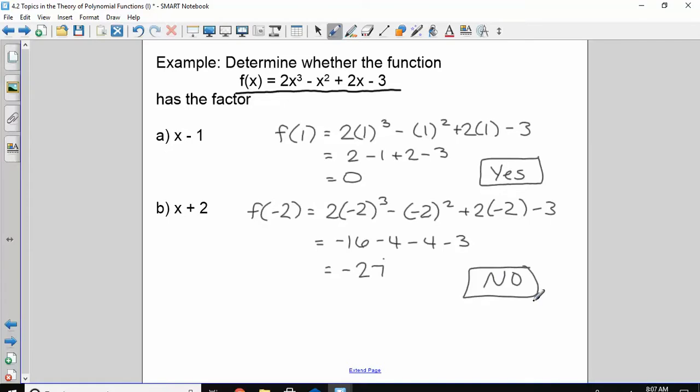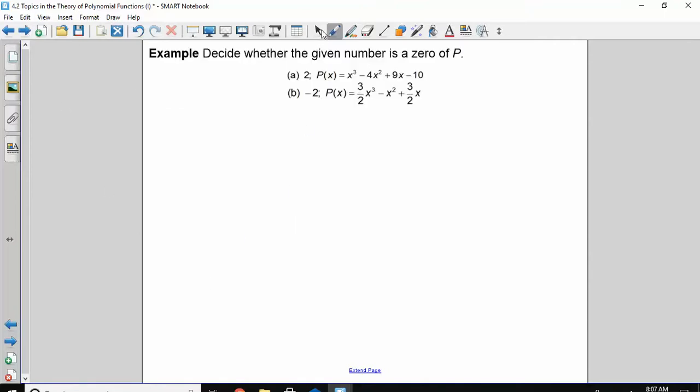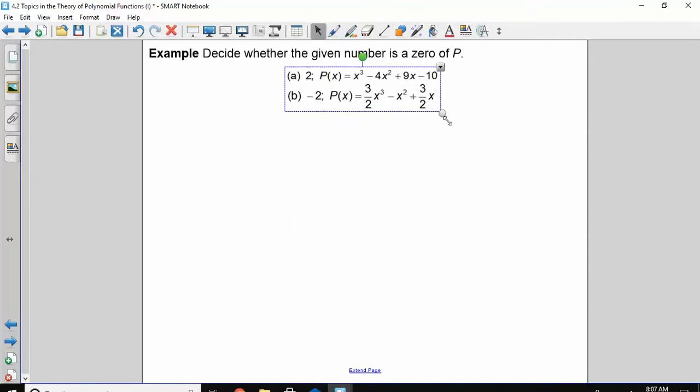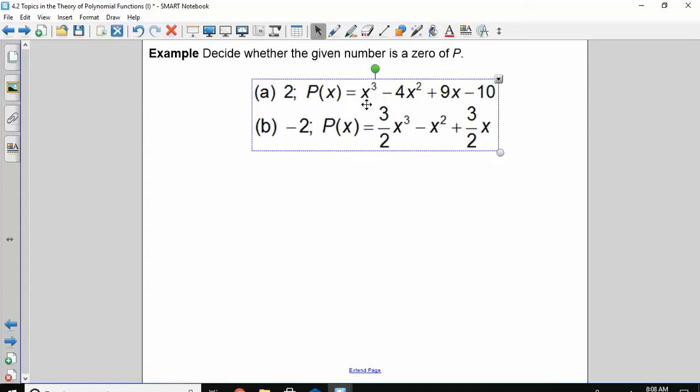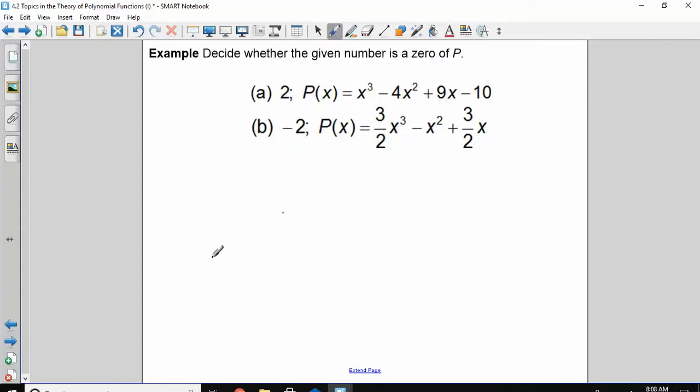I might ask the same question, but slightly different. If I said, decide if this number is a 0. So if I want to know if 2 is a 0, what do I plug in? Just the 2. So when I give it to you with the x, you do the opposite of the number. If I just give you the number, that is what you plug in. That's the number I want to check.